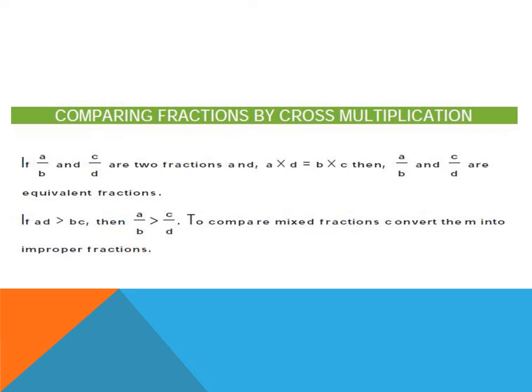Just remember this, if A into D is equal to B into C, then the fractions are equal. If A into D is greater than B into C, then the first fraction is bigger than the second one, and it is not written here, but it is already implied that if AD is smaller than BC, then the first fraction is smaller than the second one.